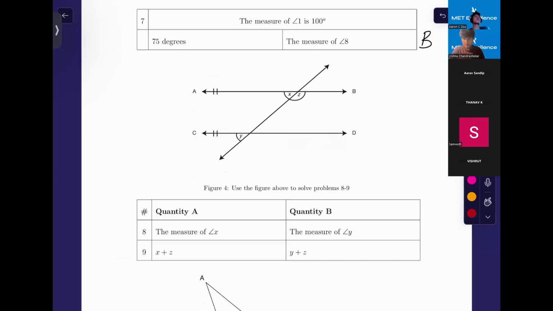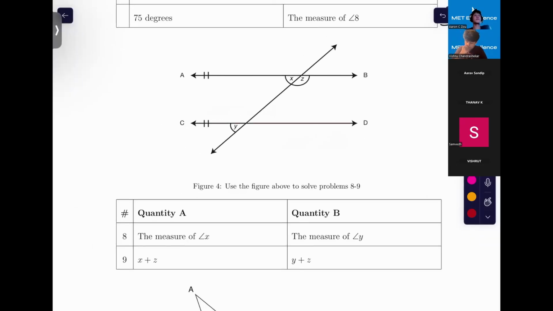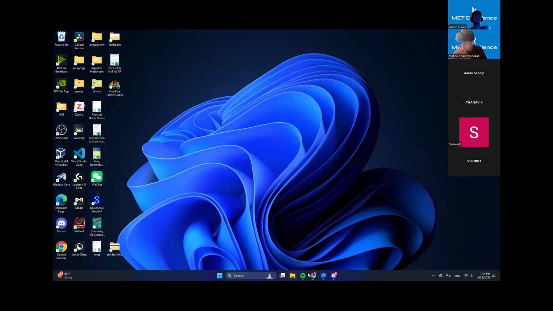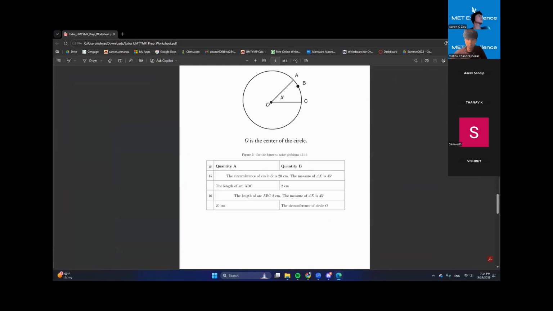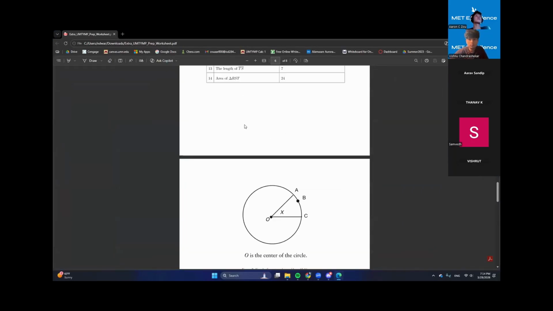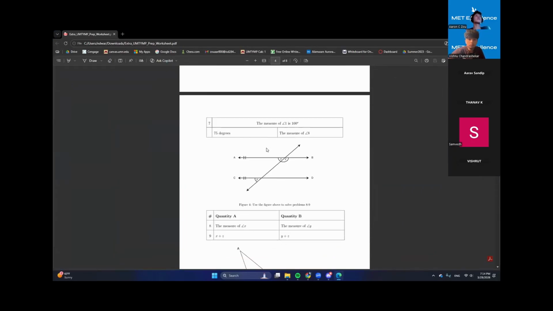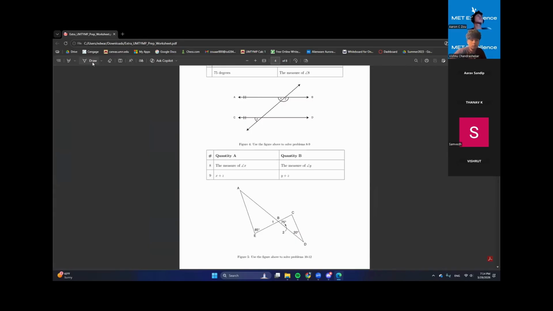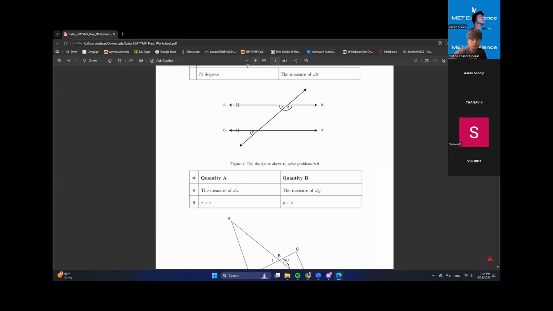Can you explain this one? Am I able to annotate? It's okay, I can just share my own screen. So let me just share this. We are on question 8. Let me zoom in here.